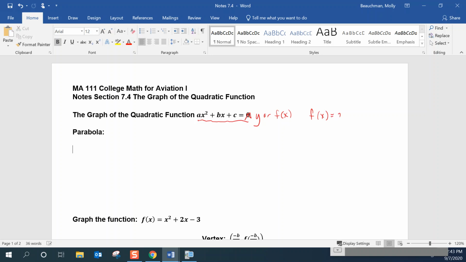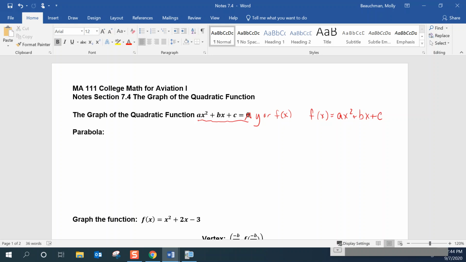So I'll write it down. f of x equals ax squared plus bx plus c. Now we're looking at all of the values of x and y that make the equation true. Previously, we set y equal to 0 and found the places where, if y is 0, what is x? So what does the graph of this look like?